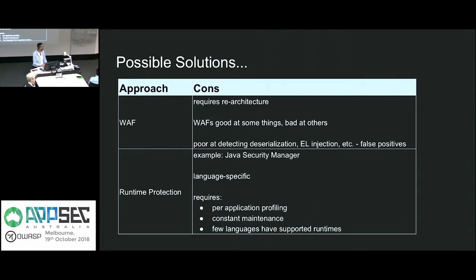Okay, maybe we could look at WAFs. WAFs are very useful, but they're not very useful for what we're looking for. They would require re-architecture. They can't detect things like dynamic code. So we can't use WAFs. How about something like runtime protection? Some languages like Java give you a runtime protection component that you could use to protect your application, but that's language specific and application specific, which means it's a lot of overhead and maintenance.